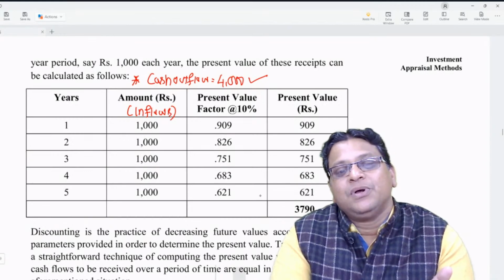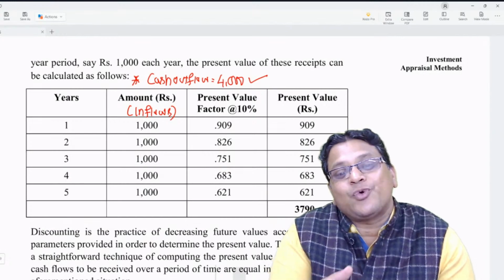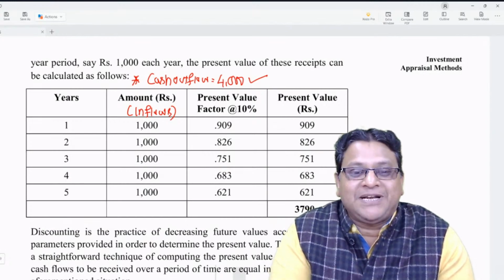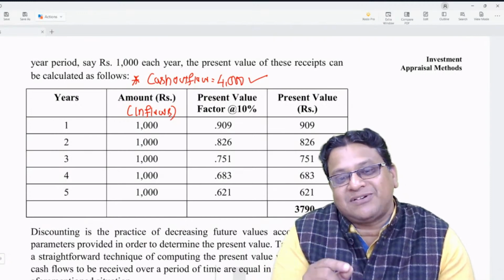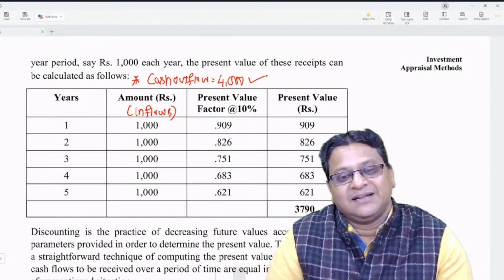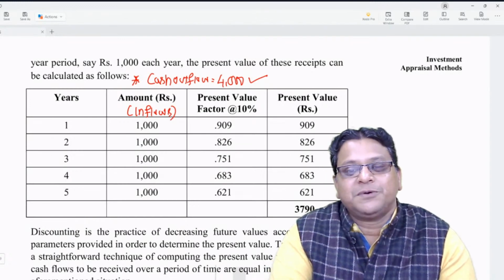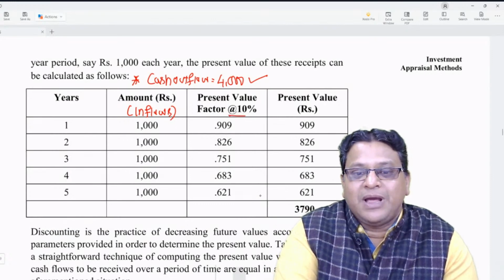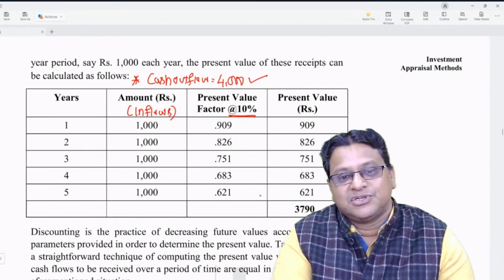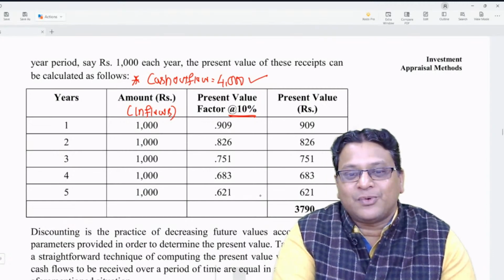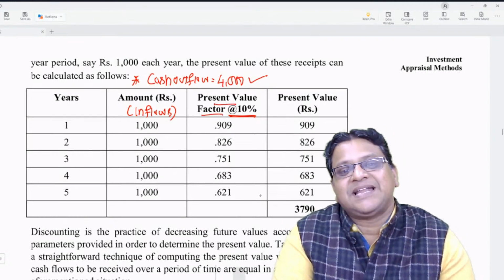The discounting will be done at an interest rate which is equal to the cost of capital of the business. So first we have to fix the discount rate or interest rate. Let's say the discount rate or cost of capital of the business is 10%. So we have to discount these inflows at 10%. So we have to calculate a concept called present value factor at 10%.